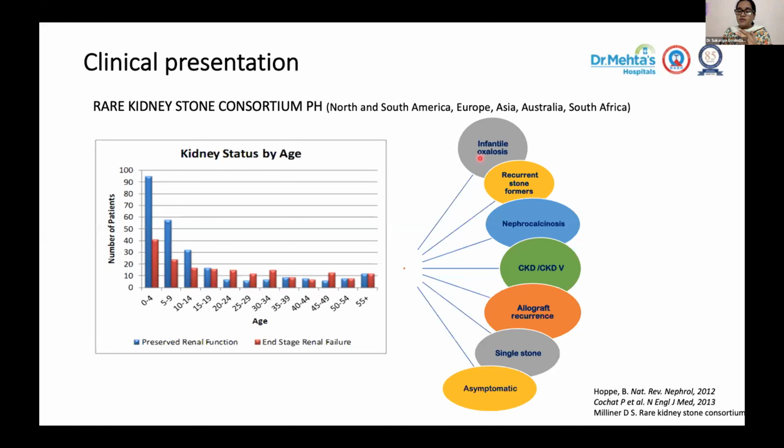The spectrum can range from a devastating infantile oxalosis, where treatment options are very minimal, to patients presenting with failure to thrive and unrecognized or undiagnosed renal dysfunction, to recurrent stone formers, to an imaging finding of nephrocalcinosis, or diagnosis at the last stage of CKD, CKD5, or allograft recurrence. They can also present very mildly with just a history of a single stone, especially in a child, and asymptomatic or pre-symptomatic individuals can sometimes be diagnosed.